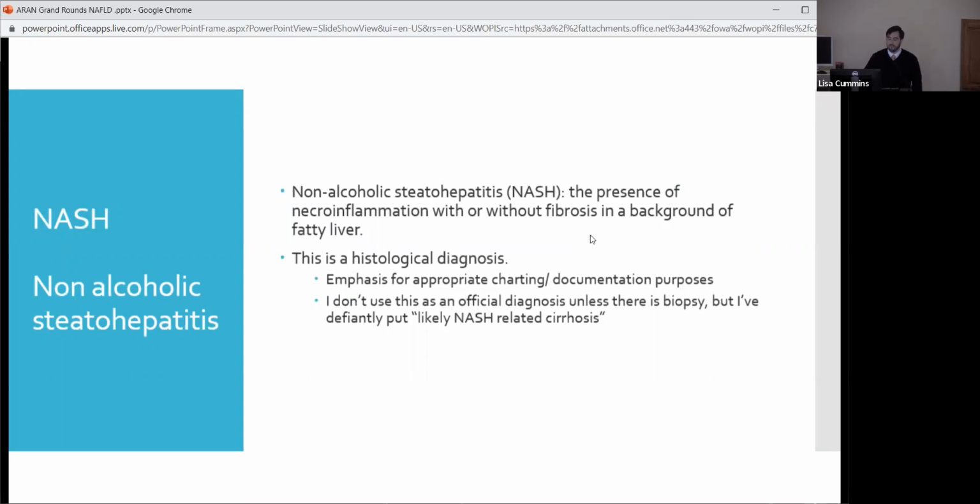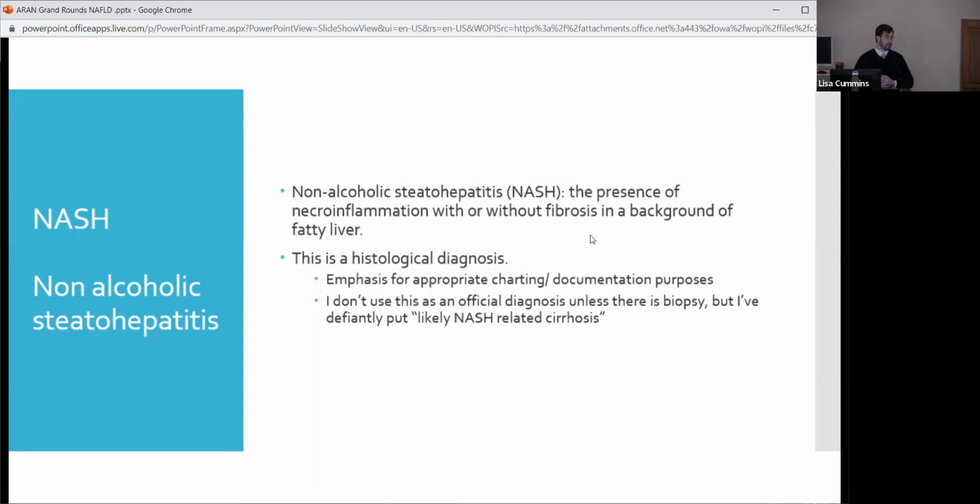So the definition of NASH: the presence of necroinflammation with or without fibrosis in the background of fatty liver disease, okay? So really all you need is fatty liver disease and inflammation, and you have a diagnosis of NASH. Again, biopsy proven is typically the way to do it.